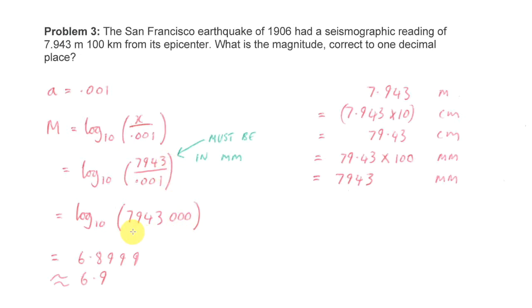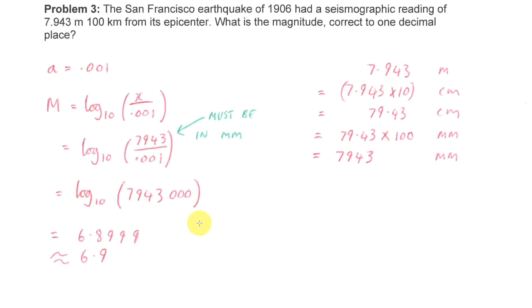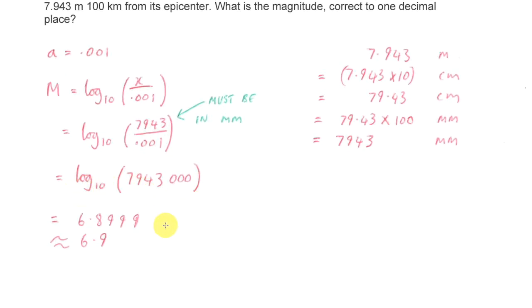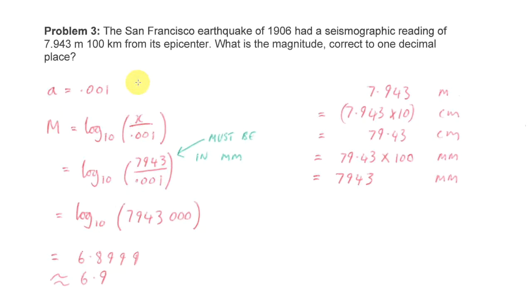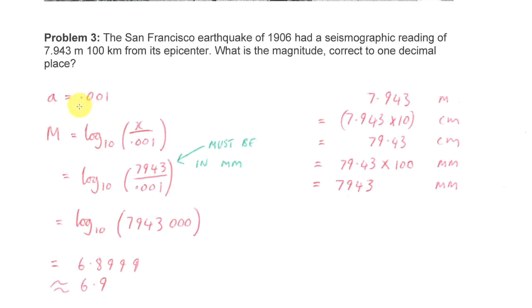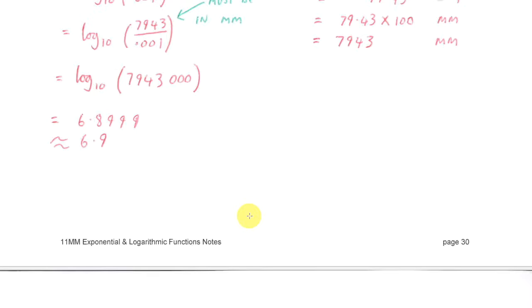So now what I've got is log base 10 of this very large number, 7,943,000. And if I evaluate that, then I come up with 6.8999, or approximately equal to 6.9 on the Richter scale. So the key to this is that the X figure, that seismographic reading, no matter what unit of measurement is given to you, needs to be inputted as millimeters, and the constant down the bottom is 0.001. So there's a few questions in the text which get you to do that.